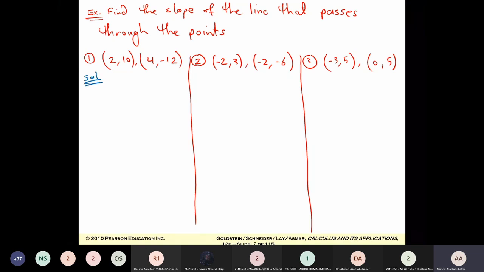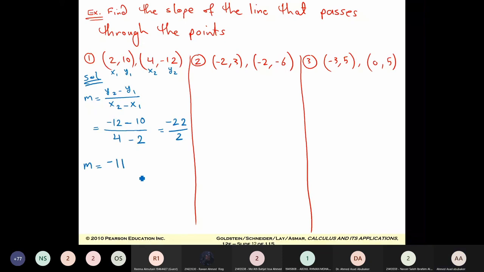We can put this one as x1 and y1, and this as x2 and y2. Also, another student can put (2, 10) as x2, y2, and (4, -12) as x1, y1. This is no problem; we have the same answer. Now, the slope equals y2 minus y1 over x2 minus x1. So the slope equals y2, negative 12, minus y1, 10, over 4 minus 2. So we have negative 22 over 2. So the slope equals negative 11.